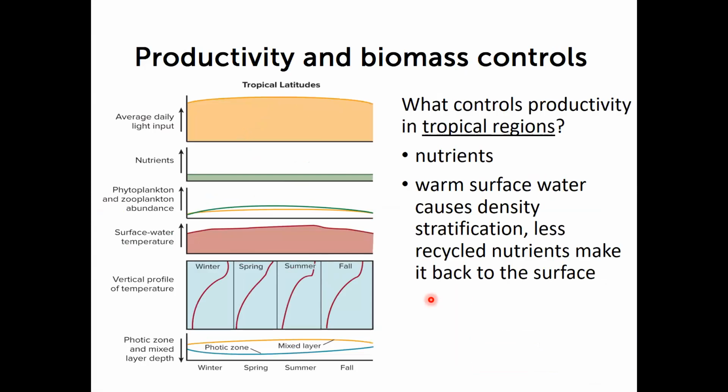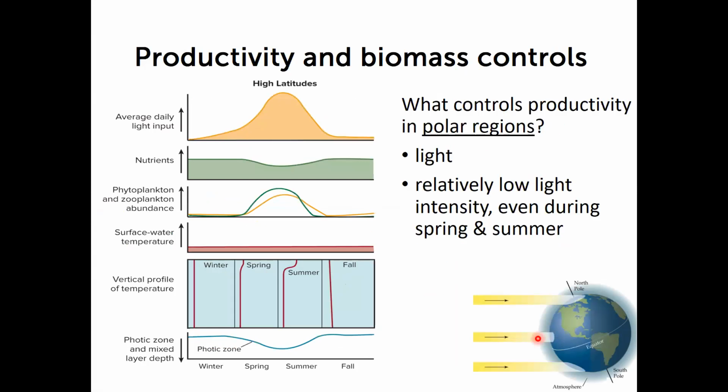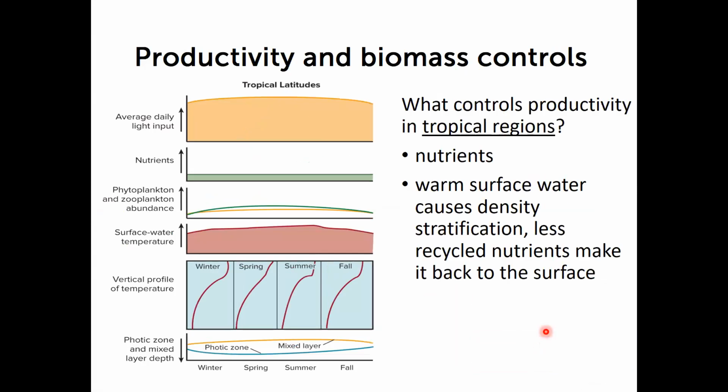In tropical regions, so now we're talking about regions close to the equator, the main limiting factor is nutrients. So if we look at the surface water temperature throughout the year, there's really not much of a change. So we have warm surface waters, and that creates, remember, a more shallow mixed layer. So the mixed layer in the tropics is not deep enough to bring recycled nutrients back up to the surface. And that remains pretty consistent throughout the year.